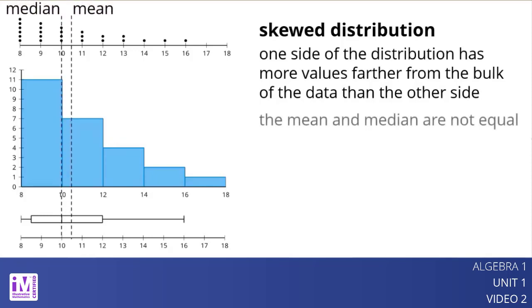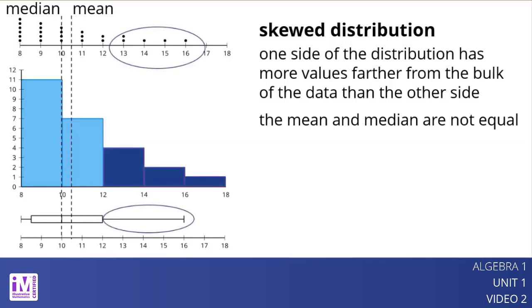In this skewed distribution, the data is skewed to the right because most of the data is near the 8 to 10 interval, but there are many points to the right. The mean is greater than the median. The large data values to the right cause the mean to shift in that direction, while the median remains with the bulk of the data. So the mean is greater than the median for distributions that are skewed to the right.